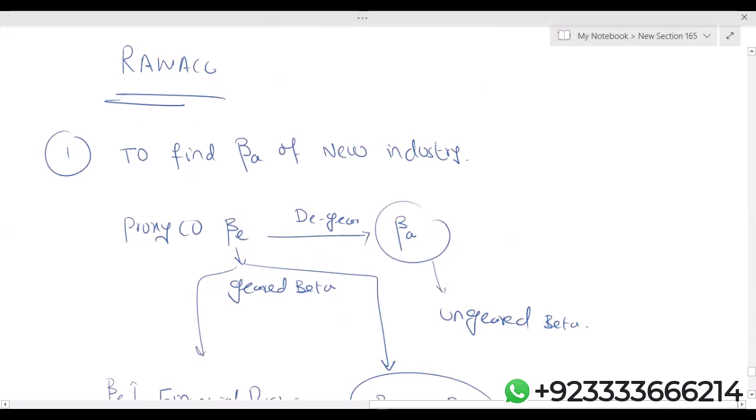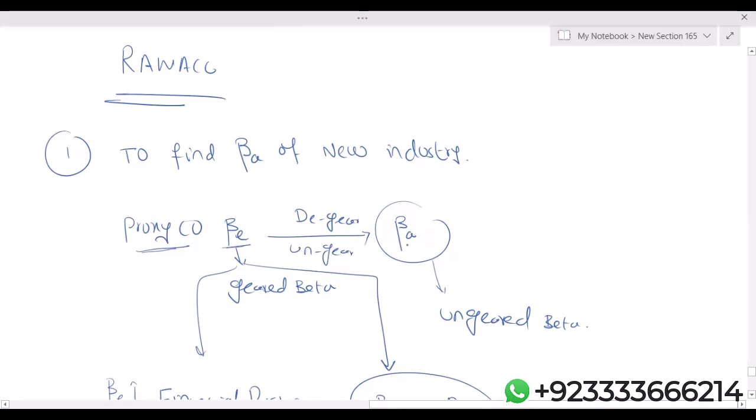In case of diversification, we have to calculate a risk adjusted WACC. How do we calculate? Step number one is to find beta asset of the new industry. How to find the beta asset of the new industry? The examiner will definitely give you the proxy company, meaning your competitor in the new industry. We have to take equity beta of our competitor. De-gear means ungear. You will get beta asset.